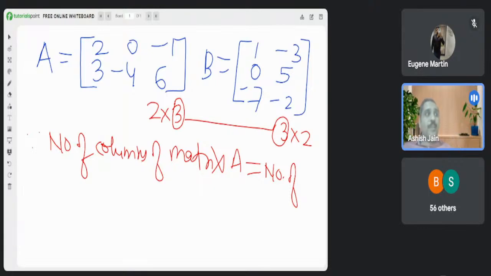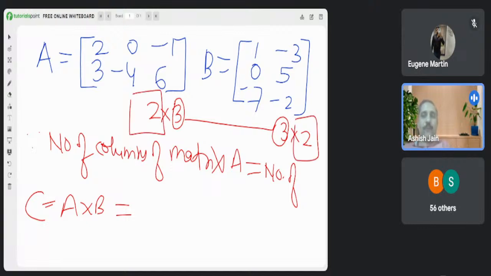The dimension of the new matrix capital C, A into B, the dimension of this new matrix is क्या हो जाएगा? नंबर ऑफ रोज ऑफ ए एंड नंबर ऑफ कॉलम्स ऑफ बी. तो सी का जो डायमेंशन है, सी जो होगा वो किस डायमेंशन का होगा? 2 rows and 2 columns का होगा. Is it clear to you? Yes, sir. Up till this point, is it clear?